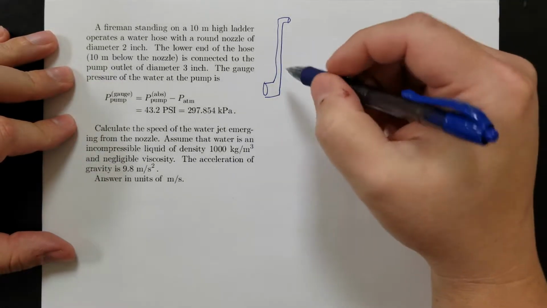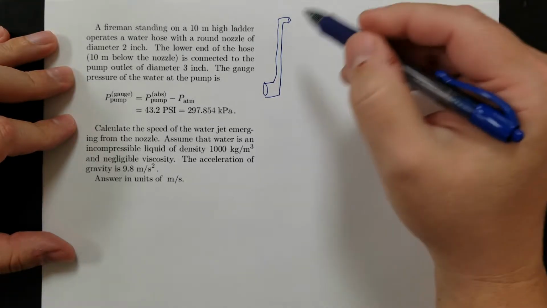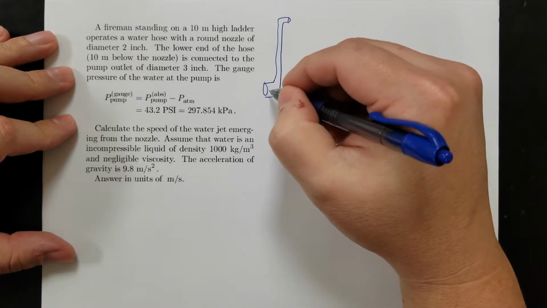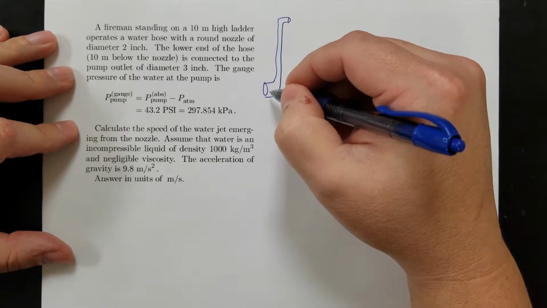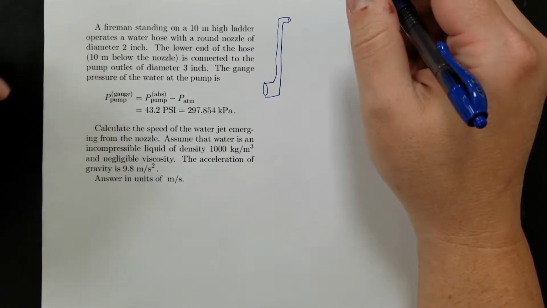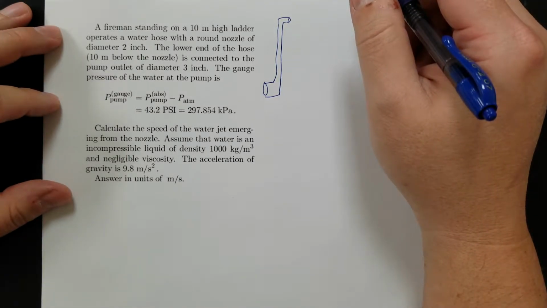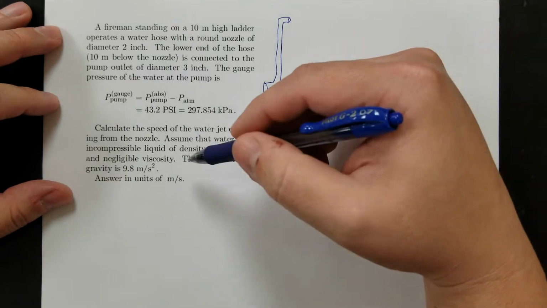The lower end of the hose, this is 10 meters, so I know the height, and it has a diameter of 3 inches down here. And it's got a diameter of 2 inches up here, 3 inches and 2 inches. The first thing, let's see, I've got to be in meters per second.